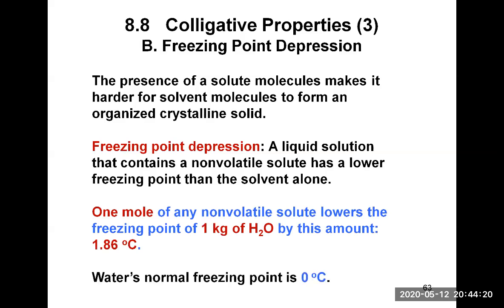So water's normal freezing point is 0 degrees Celsius. If you have 1 kilogram of water, it normally freezes at 0 degrees Celsius. But now let's say there is 1 mole of any non-volatile solute in there. This will lower the freezing point from 0 degrees Celsius to negative 1.86 degrees, right? So you lower it, which means you go into the negative temperatures to finally be able to freeze that mixture.